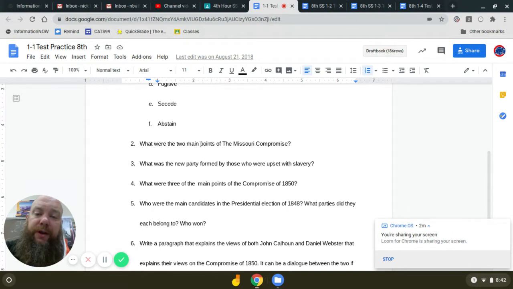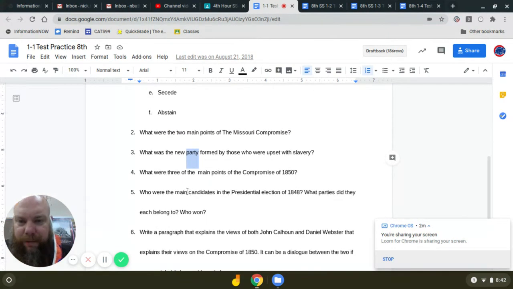So number 2, the Missouri Compromise. The only thing I'll say about that is that Missouri becoming a slave state and Maine becoming a free state counts as 1. That doesn't count as 2. The other one is the 36 degrees, 30 minutes north latitude, no slavery was allowed above there. What new party was formed by those who were upset with slavery? That's the Free Soilers, but that was not the one on the test. The Republicans are the one on the test.